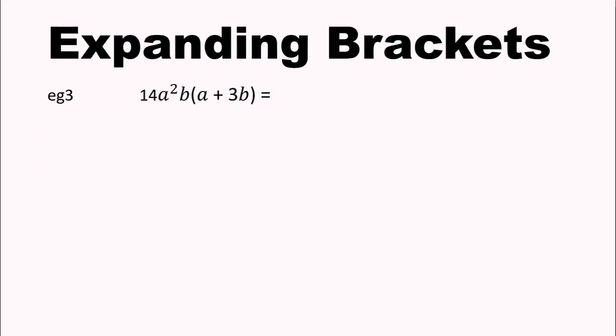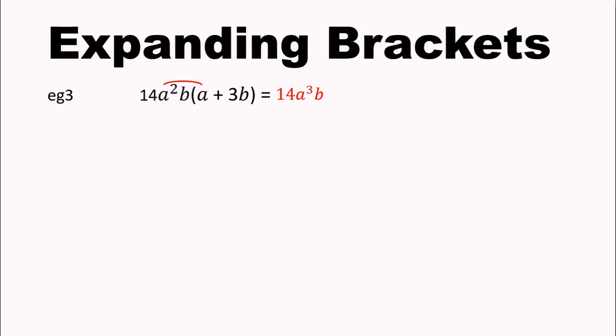This time again, I've got a number and letter term out front, 14a squared b. This is all one term, although it's quite a long term, but there's no pluses or minuses in between these numbers or letters. And this term is directly touching the bracket. There is no plus or minus between this term and the bracket, so it's multiplying through both terms inside the bracket. So I'll do 14a squared b multiplied by a. I already have a to the power of 2 here. If I multiply that by another a, that will be 14a to the power of 3b.